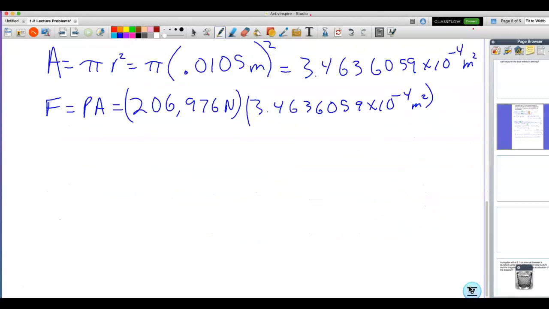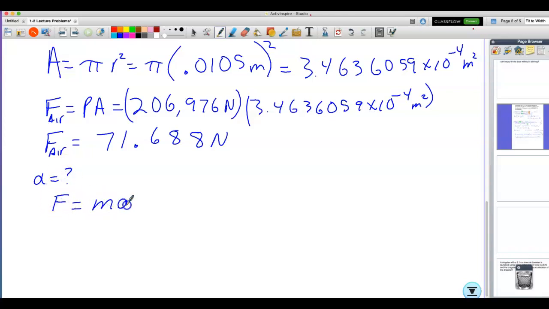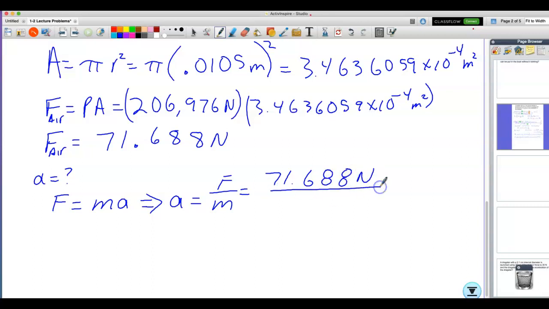Let's get some more space here. And so that says our force now, the force of the air, remember that's what that is, that's the air pressure, is 71.688 newtons. Okay? So there's our force. Well, that's not what we needed, right? We said we wanted to know the acceleration of the dragster. So we said we needed Newton's second law. Force equals mass times the acceleration. The acceleration equals the force divided by the mass. So that's 71.688 newtons divided by the mass.